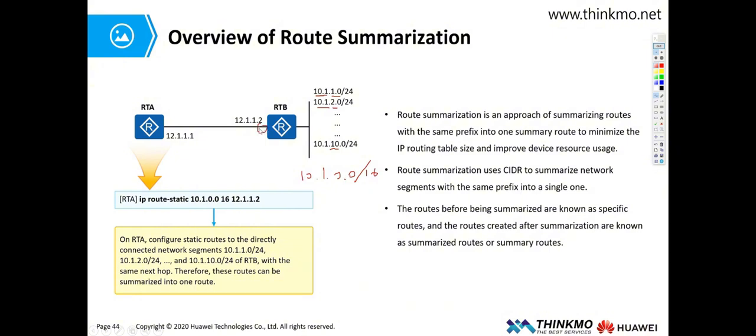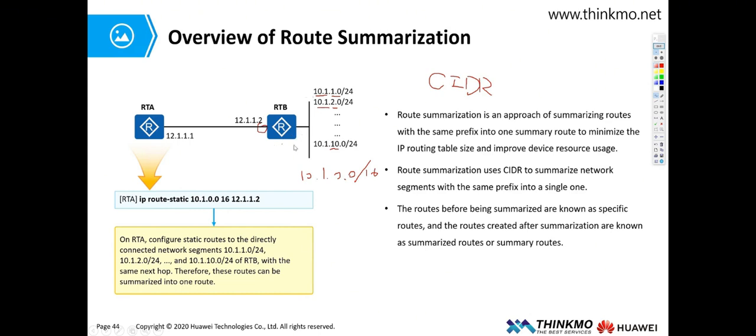Now, in this process, route aggregation involves combining routes with the same prefix into a single route to reduce the number of routing entries in my routing table and improve our efficiency. Route aggregation uses CIDR technology to combine network segments with the same prefix into a single network address. Before aggregation, these routes are referred to as detailed routes, and after aggregation, they are called aggregated routes or aggregated paths.